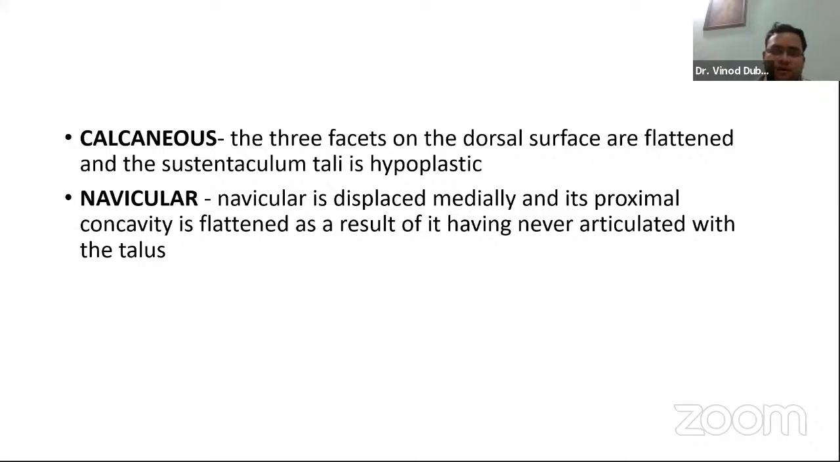And same thing after talus, the most common second bone which is affected is calcaneus. The calcaneus is dysplastic, and all the three facets which are there are dysplastic and flattened. So when talus and calcaneus are deformed, the same way the bones with which they form a joint, like navicular and cuboid, are also going to be deformed. And when the joint is deformed, obviously the ligaments formed by those joints are dysplastic, deformed, and same thing goes with the muscle.